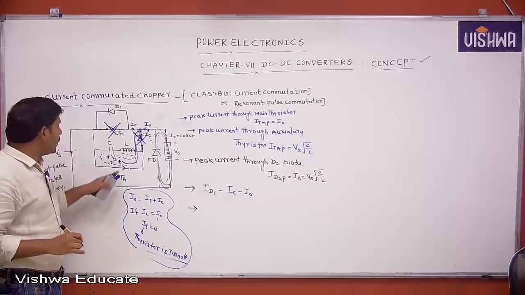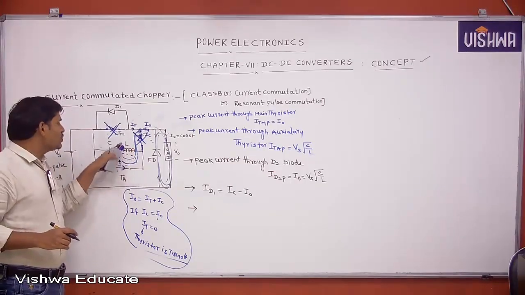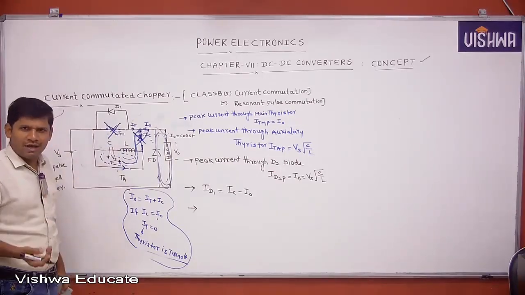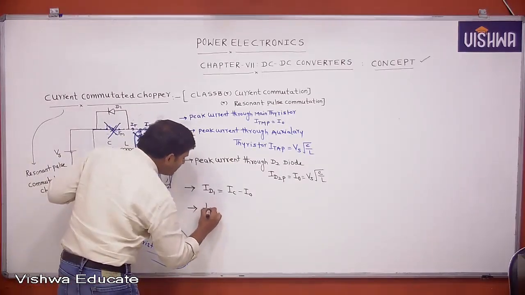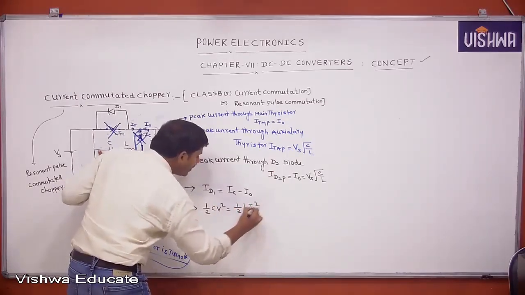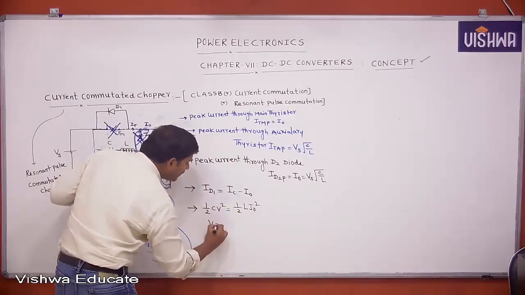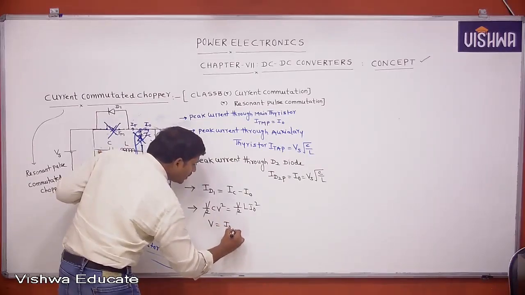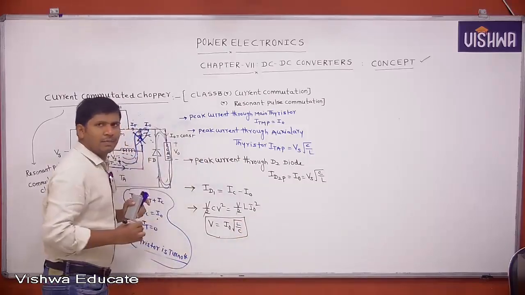Next. I told you, during conduction of the auxiliary thyristor, whatever energy is stored in the inductor is transferred to the capacitor. Because of that, the capacitor is overcharged. Then what is the peak voltage across the capacitor? There is energy transfer: half CV square equals half L I0 square. Then due to the transfer of energy from inductor to capacitor, the rise in voltage of the capacitor is V equal to I0 into square root of L by C.